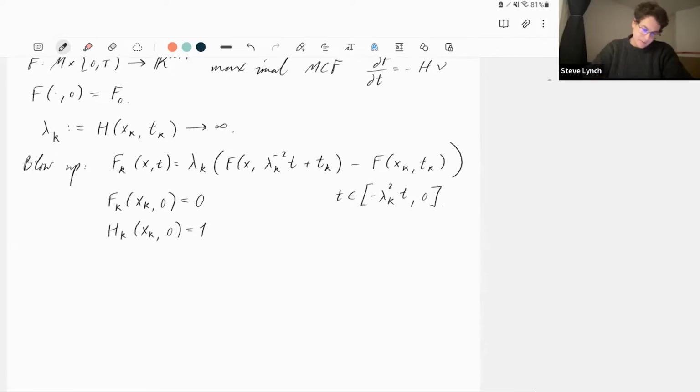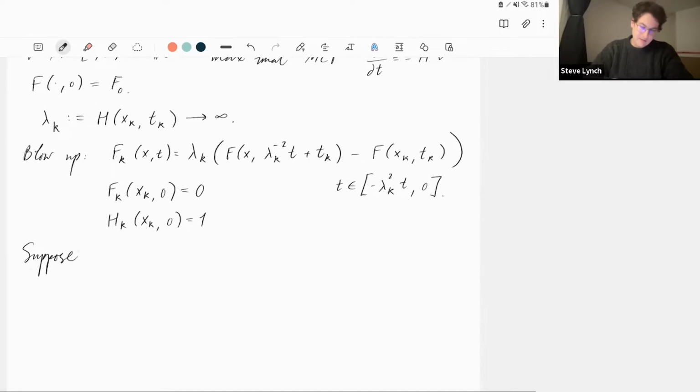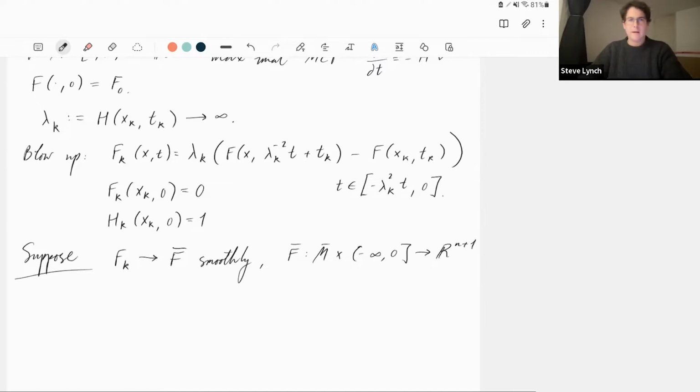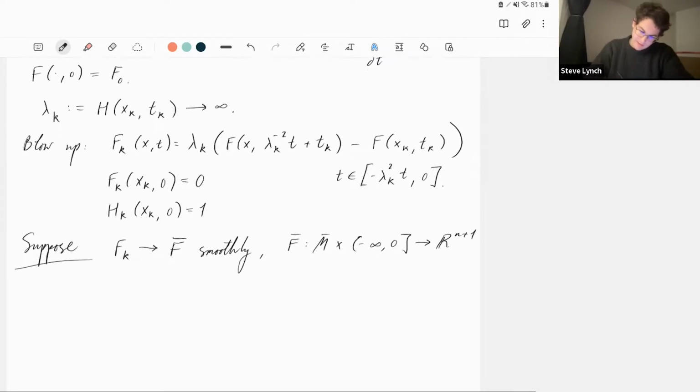And I'm going to suppose that this sequence is converging smoothly to some limiting solution, which is then called a blow-up limit. So suppose that Fk is converging to some F bar smoothly, where this F bar is just some ancient solution of the flow, and it is no longer necessarily compact, but I'm going to assume that it's complete and that the convergence is all the way out to spatial infinity. So this F bar is a complete ancient solution.